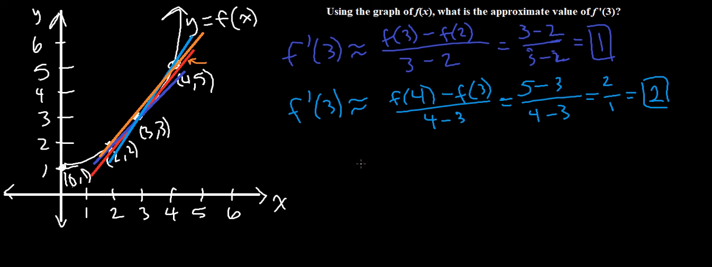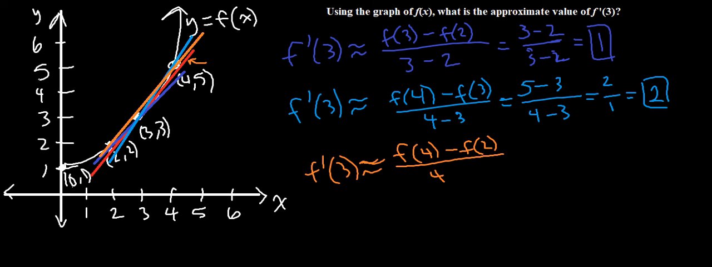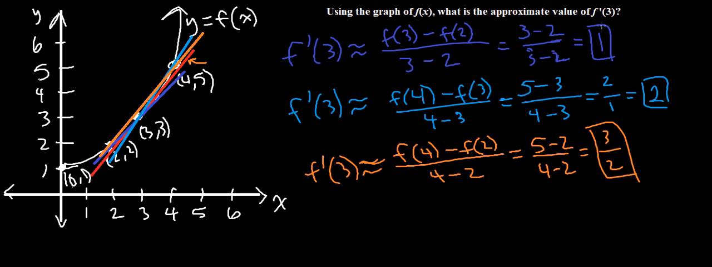And then finally, you could use the slope of the line that doesn't go through 3, but goes through 2 points around roughly what f(3) would be. So we use y2, which looks like f(4), minus y1, which is f(2), over 4 minus 2. That's going to get us f(4), that's 5, minus f(2), that's 2, my bad, over 4 minus 2, and that equals 3 over 2. So you could also say that f'(3) is roughly 3/2.